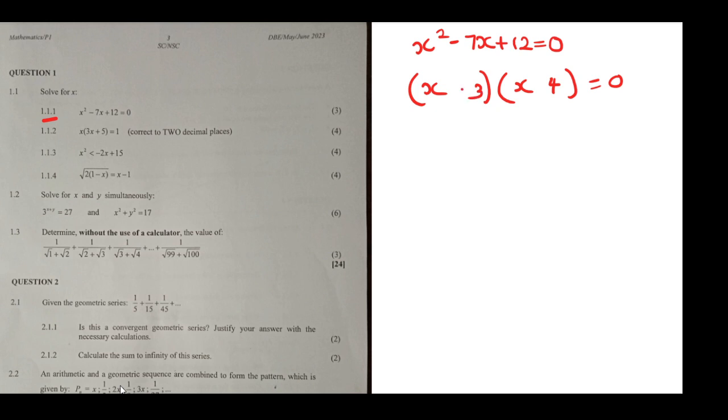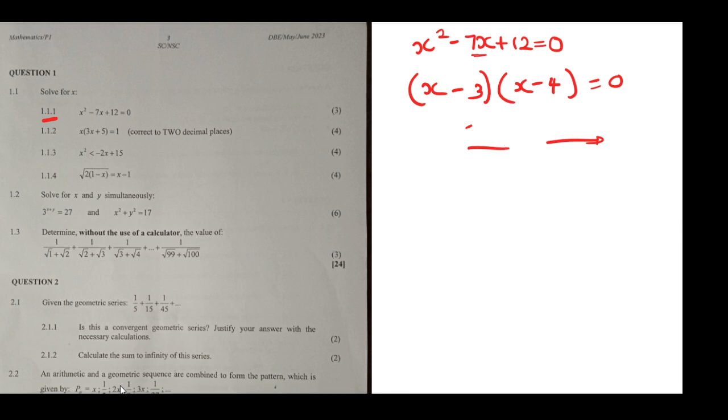Question 1 is just solve for x. I'm sure you guys are really good when it comes to these types of questions. So 1.1.1, we have x squared minus 7x plus 12 equals 0. The first step is to factorize. Find the factors of x squared: it's x and x. Factors of 12 such that they give you the middle term: it's 4 and 3. Put them negative so that they give you the middle term. And x equals 3 or x equals 4. Simple. Done. You get your 3 marks.